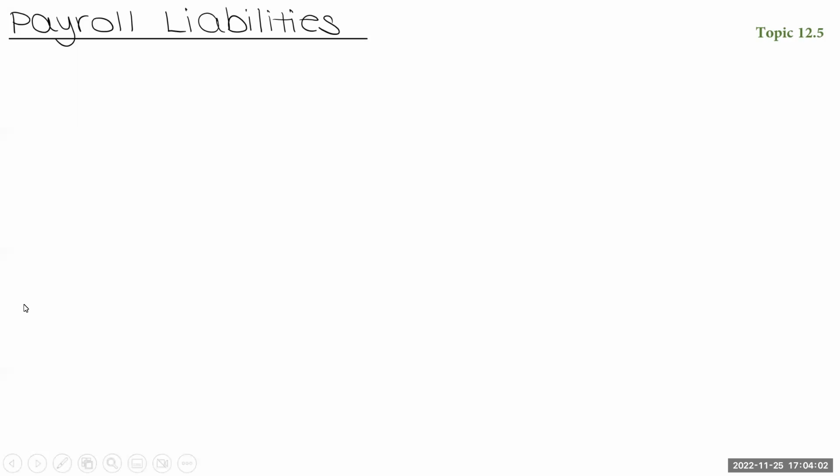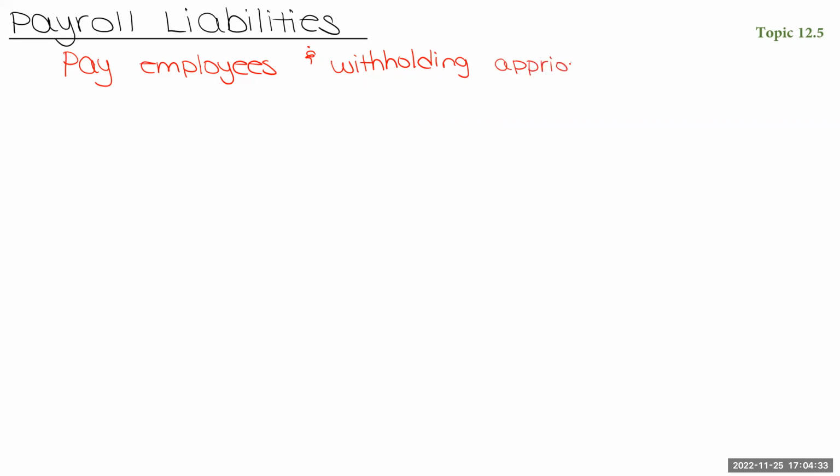All right, welcome back. Our next topic for current liabilities are those liabilities relating to payroll. So if you're an employer and you have employees, you of course have to pay your employees. So you have their pay. You are of course responsible for paying them and responsible for withholding an appropriate amount for taxes.